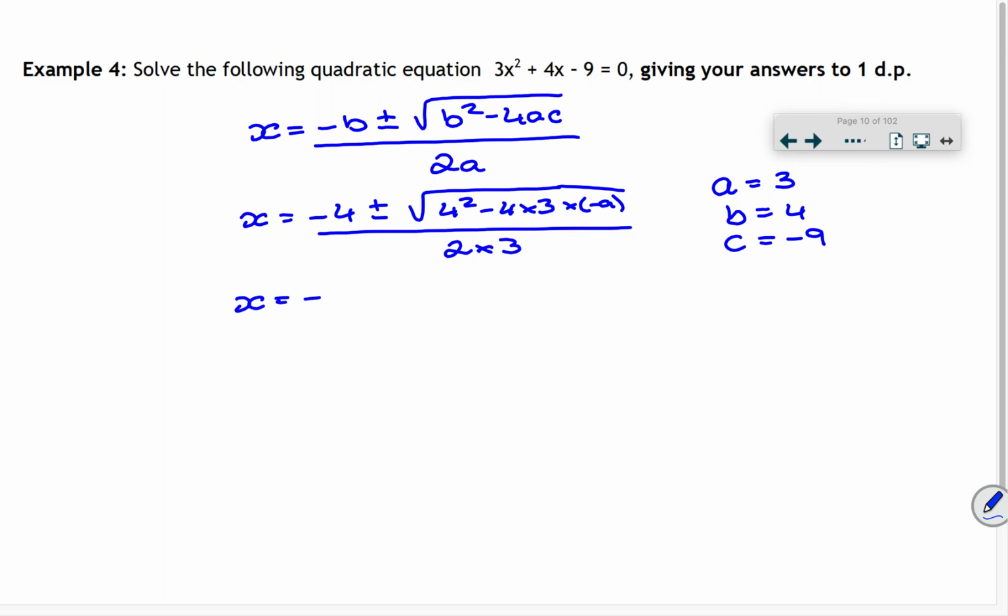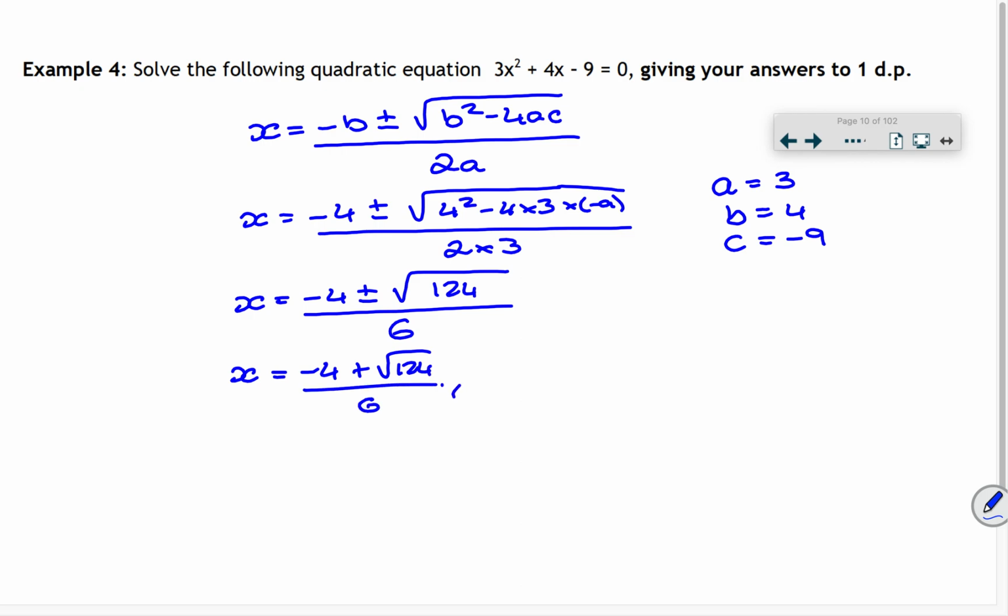So x is equal to minus 4 plus or minus, okay, let's work out what's under the square root. That's going to be 4 squared minus 4 times 3 times minus 9, which will give me 124, all over 2 times 3, which is 6. Okay? So x is going to be minus 4 plus the square root of 124 over 6, or minus 4 minus the square root of 124 over 6.